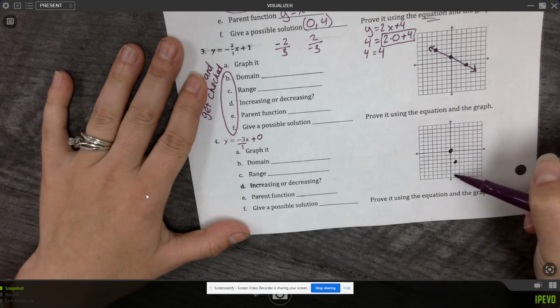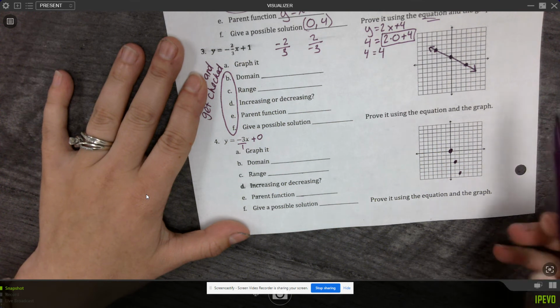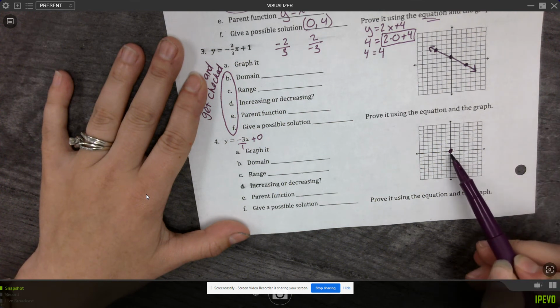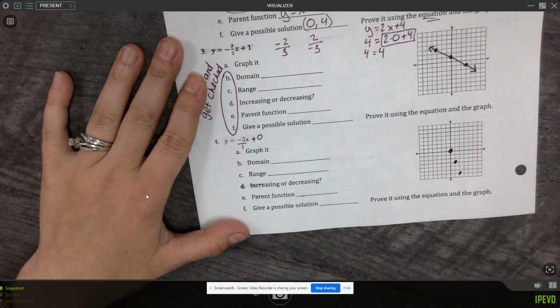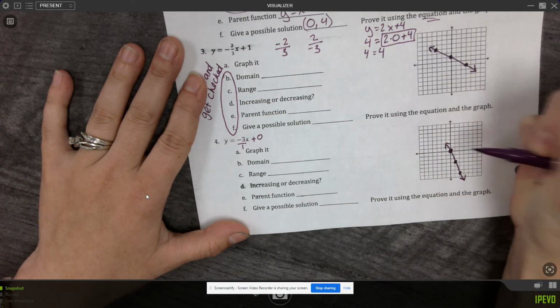And at least one more time. You also could have, instead of down and right, gone up and left. Because one positive and one negative is a negative. And then step 3, connect those and put an arrow on both ends.